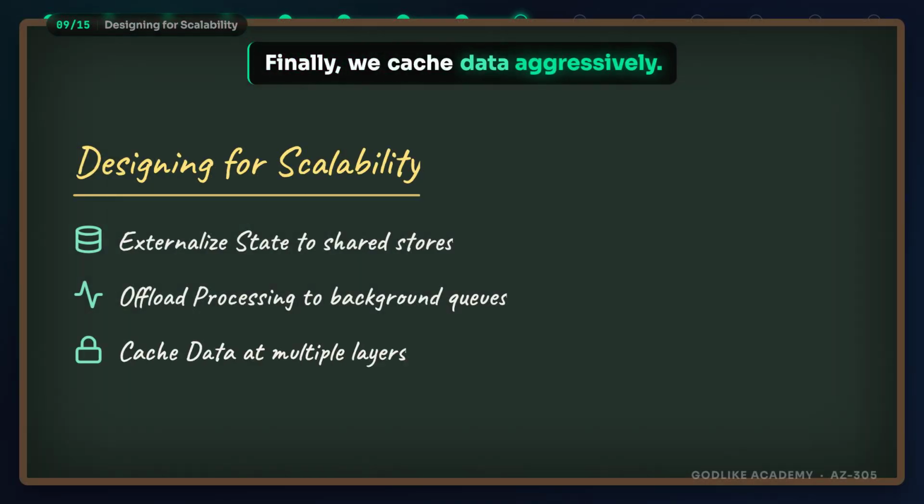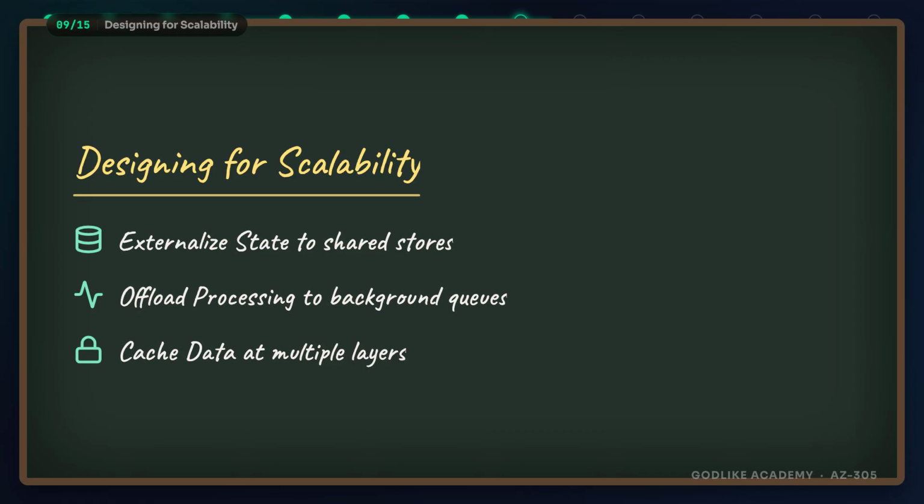Finally, we cache data aggressively. We identify hot data and store it at multiple layers, from the browser to the application level, to avoid expensive database queries. Implement HTTP caching headers with a max age of 300 seconds for static product listings.